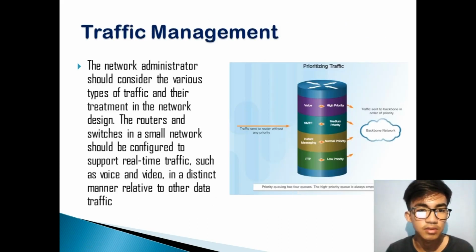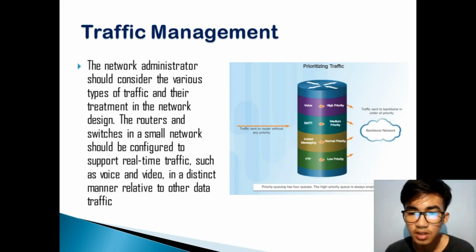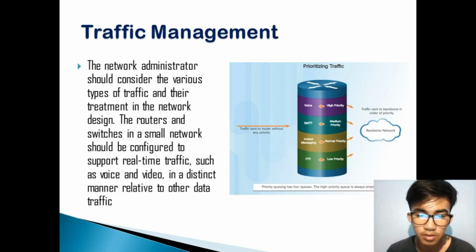Traffic management. The network administrator should consider the various types of traffic and their treatment in the network design. Routers and switches in a small network should be configured to support real-time traffic such as voice and video in a distinct manner relative to other data traffic. So, prioritizing the traffic. Traffic is sent to the backbone in order of priority. Traffic sent to the router without any priority goes to the backbone. Priority queuing has four queues. The high priority queue is always emptied first. So the higher, the faster; the lower, the slower.